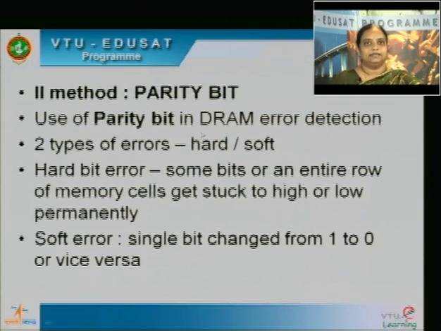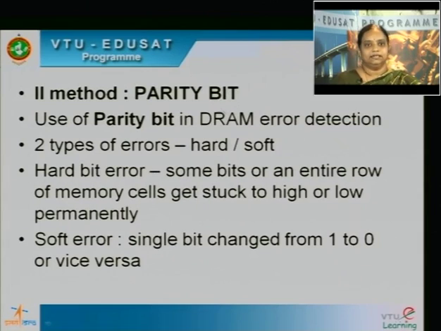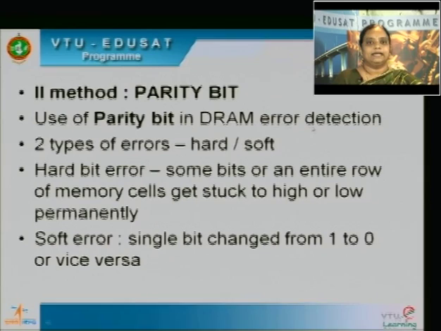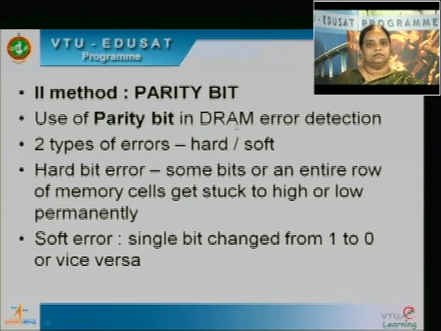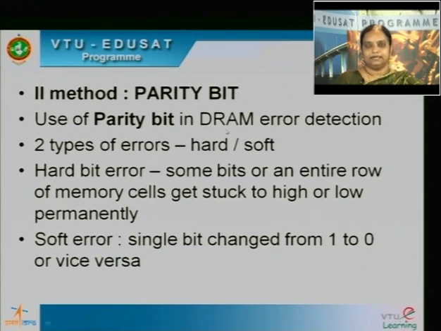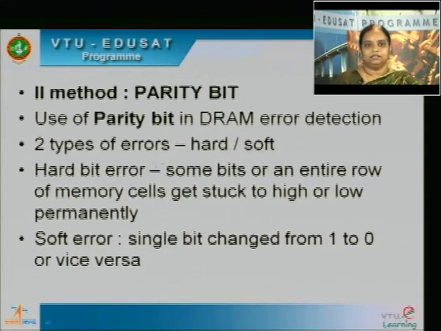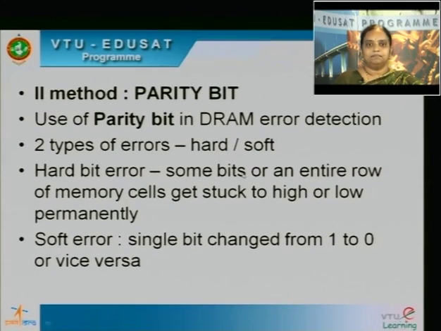The next type, the second method, is the parity bit method, and this parity bit method is commonly used for checking DRAM error correction, that is, in DRAM memories. Generally, two types of errors will occur in DRAM: hard and soft errors. A hard bit error is when some bits or an entire row of memory cells get stuck at either high or low permanently. Whatever you write, whether you write a 1 or a 0, if it is stuck at high, stuck at 1, it will remain at 1.